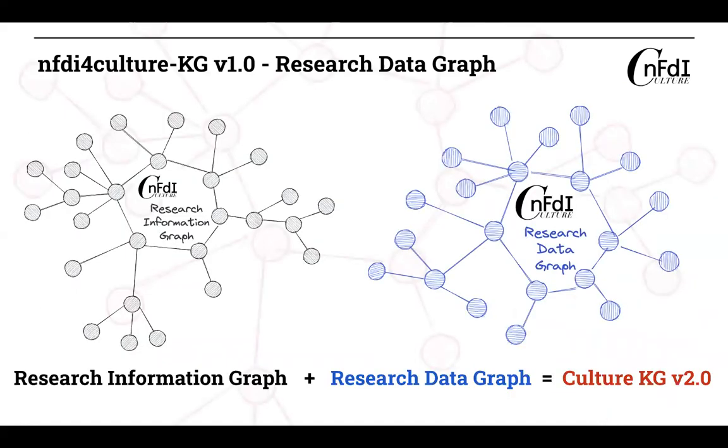So these two things combined, the research information graph, which is actually quite small, and the research data graph, which will be growing and will become bigger and bigger. This is now what we call the culture graph 2.0. So this is the next step in our culture graph or our knowledge graph for research for culture.